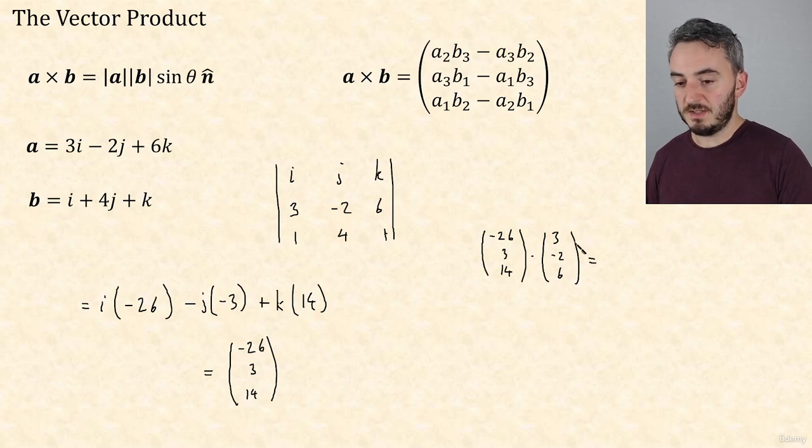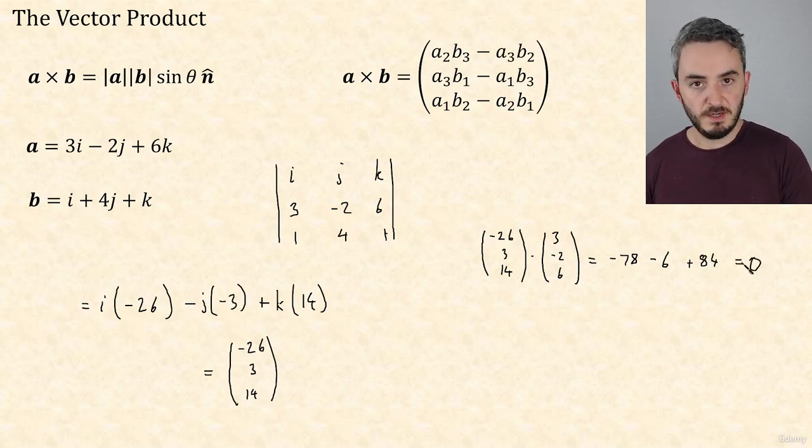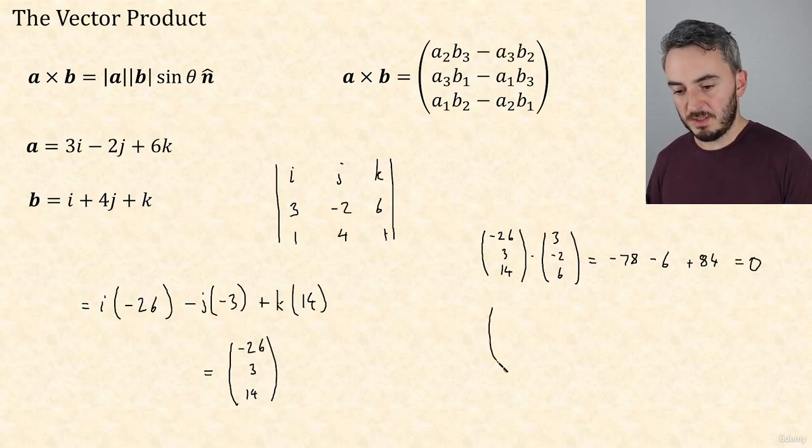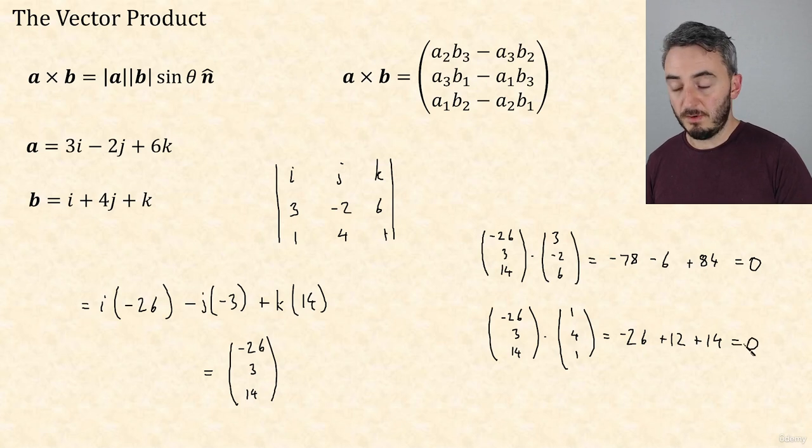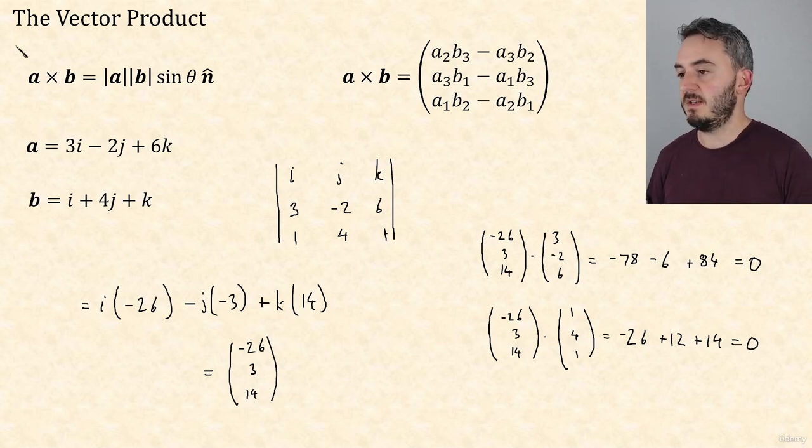Okay, minus 26 times 3, what's that? That's minus 78. Then it's minus 6. And then 6 times 14 is 84, so plus 84. And lo and behold, that is 0. Cool. Let's just do the same and check with B. So that will be our vector product, which is our cross product, dotted with B. And we're hoping that this is going to be 0 as well. So let's see. We get minus 26 times 1, plus 12, plus 14. Yep, that's also 0. Good. So it's met that condition.